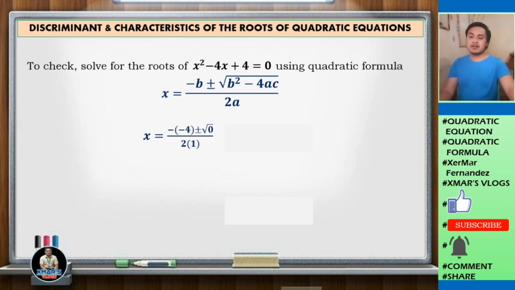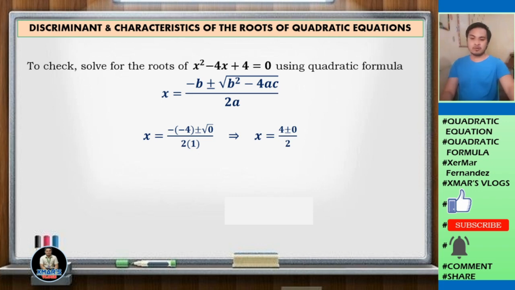So since we already have the discriminant of 0, we will just substitute the values of a, b, and the discriminant. Here, we substitute negative 4 to b, and we substitute the value of the discriminant, or the value of b squared minus 4ac, which is 0, and we also substitute the value of a, which is 1. So we have x equals negative 1 times negative 4 plus minus the square root of 0 all over 2 times 1. And we have to simplify.